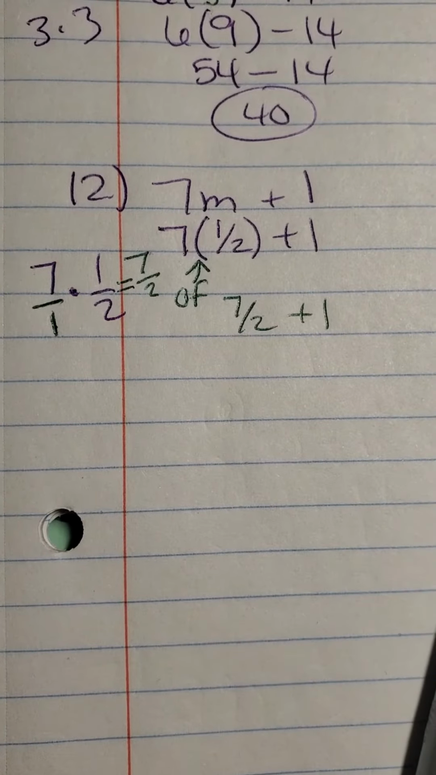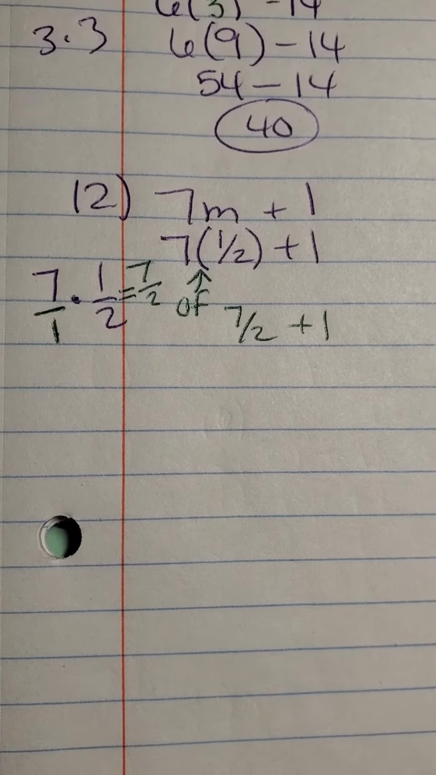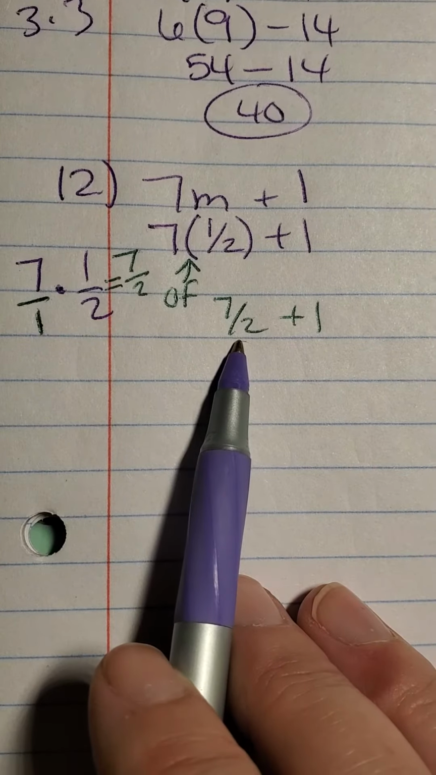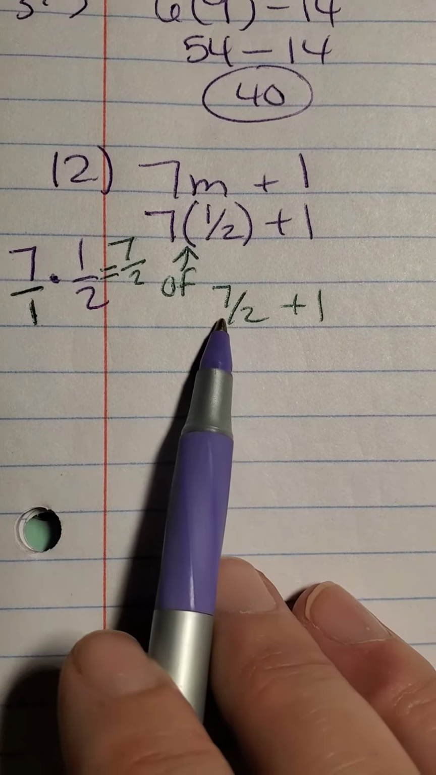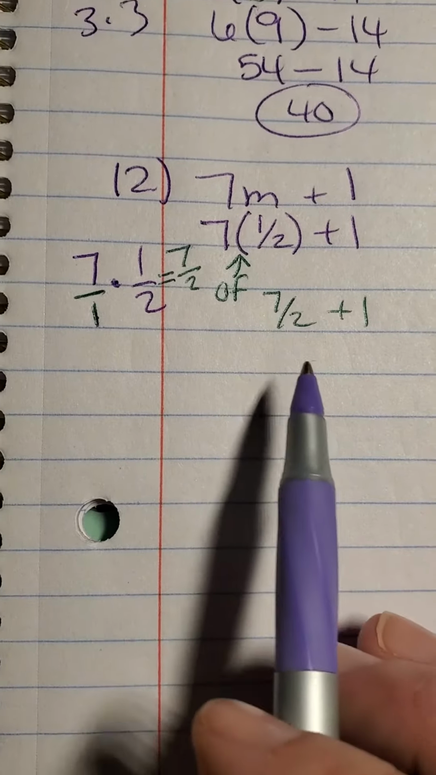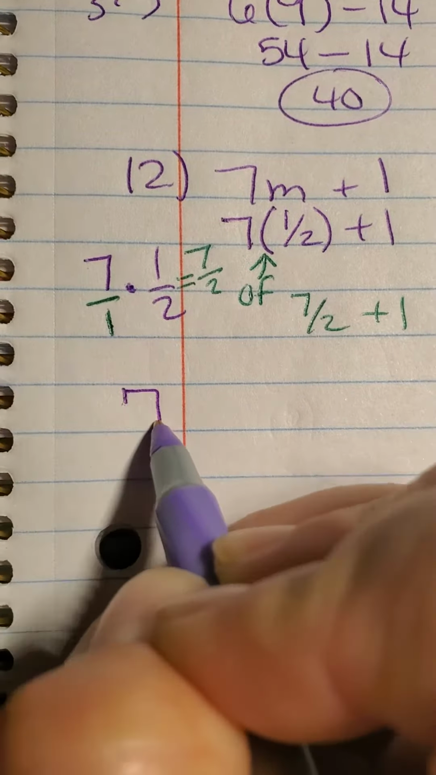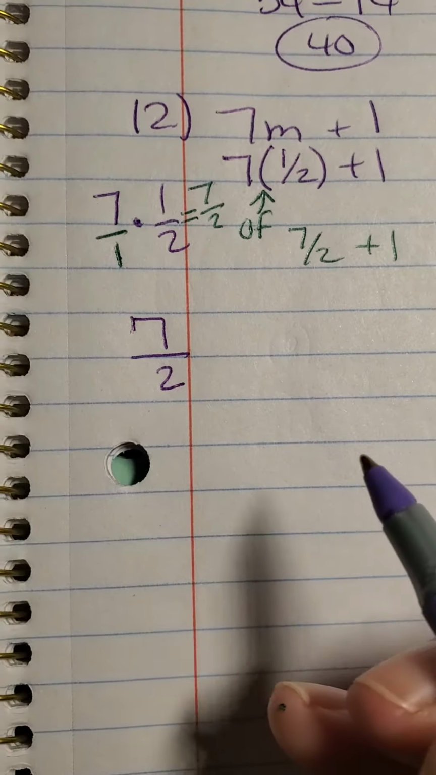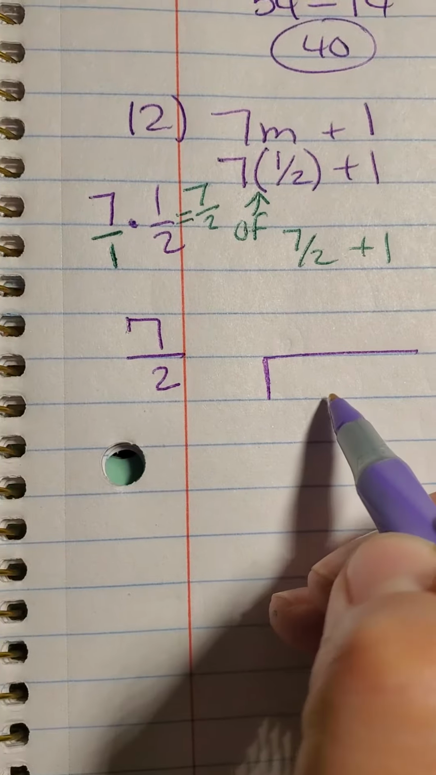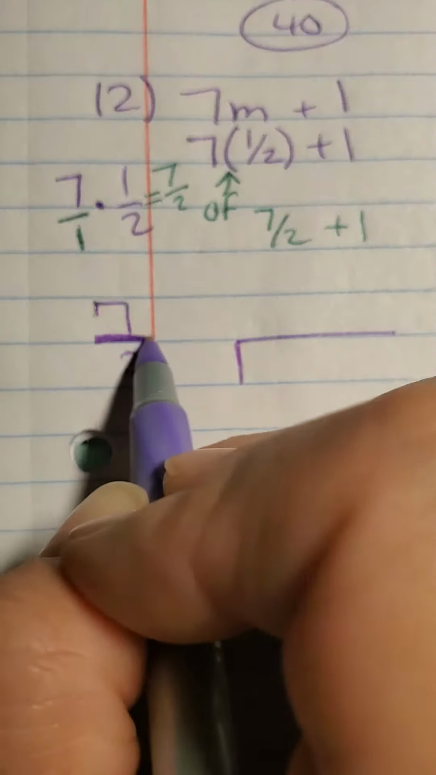Well, that didn't really help me out any. This right here is an improper fraction. The way to change it into mixed, you just divide. That's what that divide bar says. 7 divided by 2.